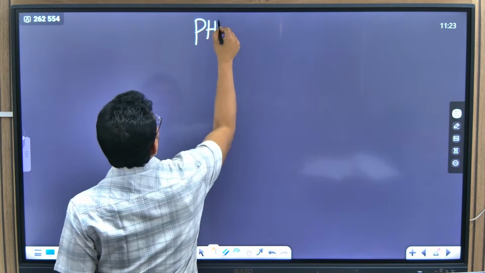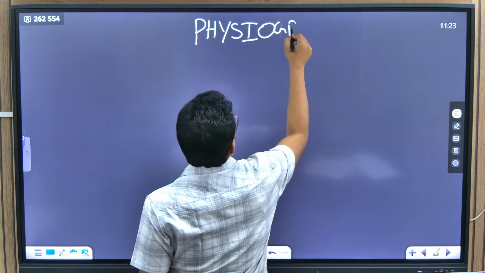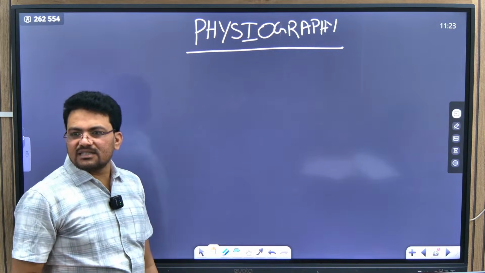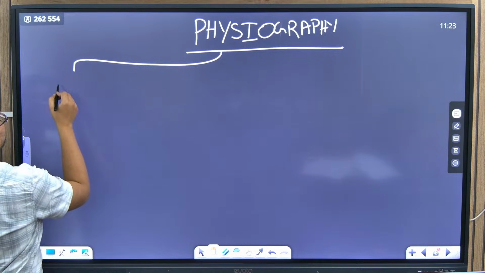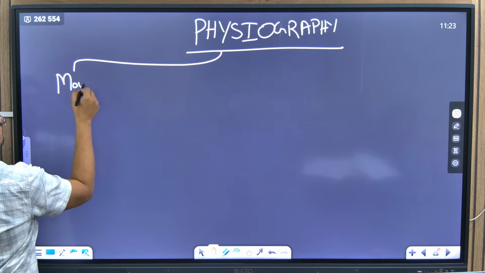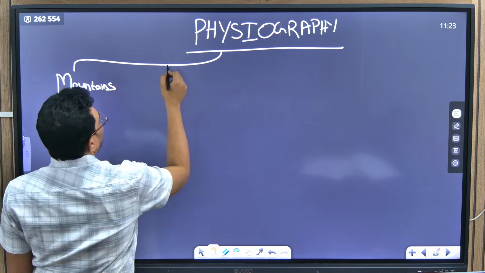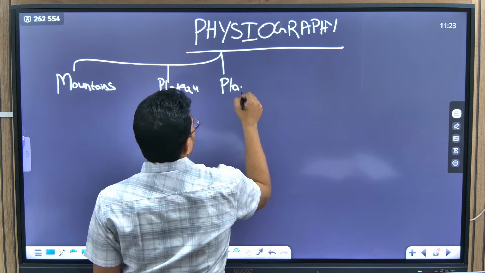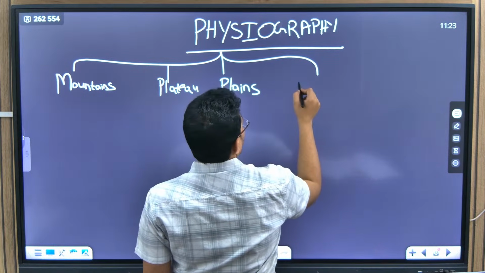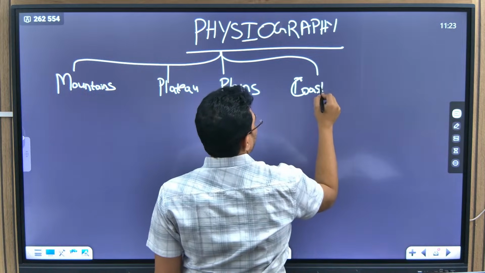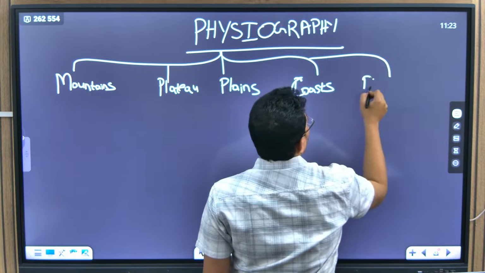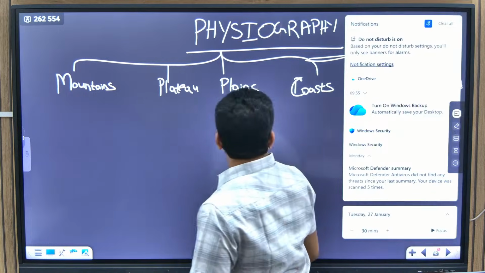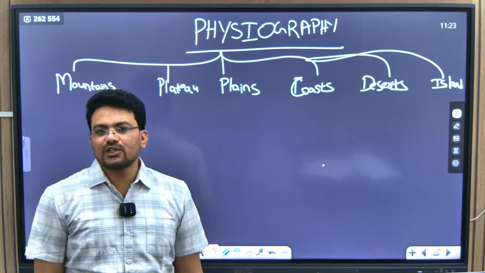So physiography, which means we are seeing this from the top. Here we are seeing again 6 of them. First is the mountains, plateau, plains, coasts, desert, islands. So these are the 6 that we are going to deal with now.